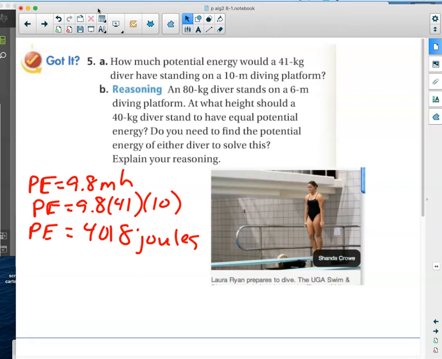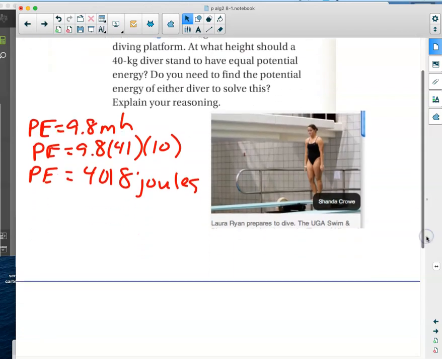Now, B says, pardon me, my cough. There we go. An 80-kilogram diver. Oh my, that's the heaviest one yet, isn't it? Yeah. So we've got an 80-kilogram diver. They're going to stand on a 6-meter diving platform. At what height should a 40-kilogram diver stand to have equal potential energy? Do you need to find the potential energy of either diver to solve this and explain your reasoning? So we don't even have to solve it. They just want us to figure out if they give us that information, can we answer their question?